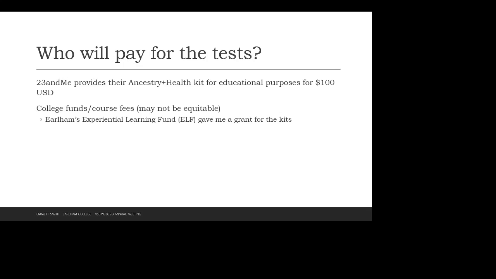I was fortunate to be able to get a grant to buy the kits from an experiential learning fund that we have at Earlham. And so I would encourage you to seek funding from your institution. Maybe your department has some funds that might be applicable for something like this, or the institution at large might have some funds that you could look for that would be a good alternative to course fees.